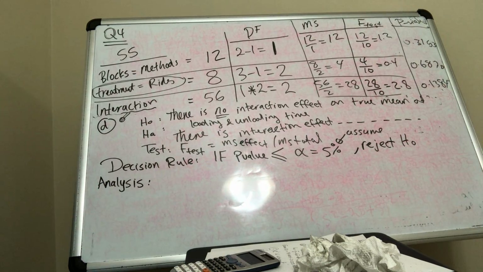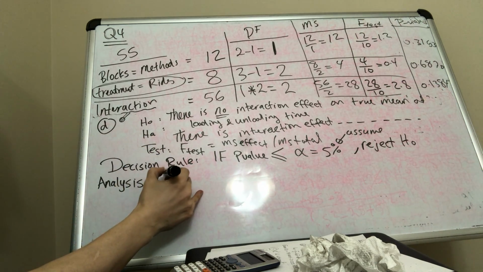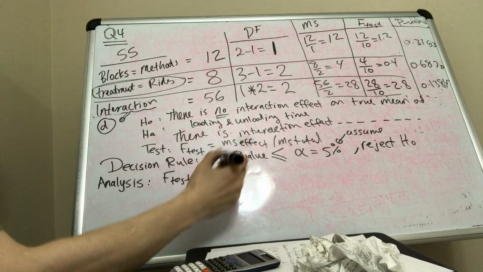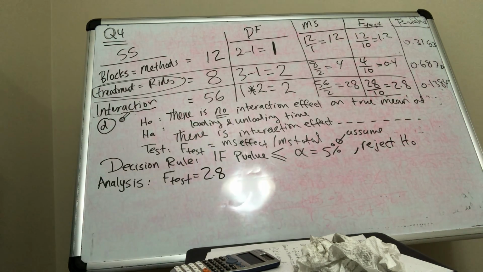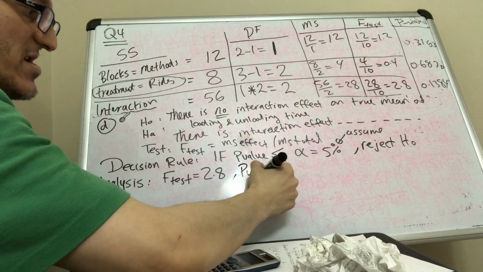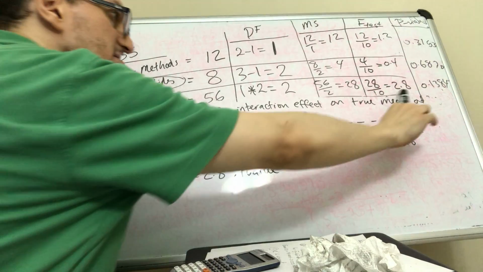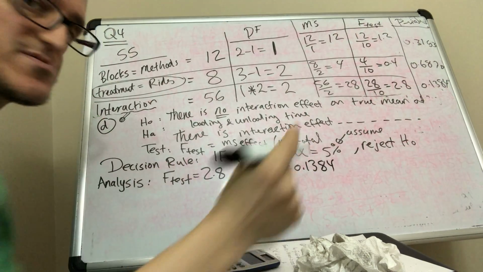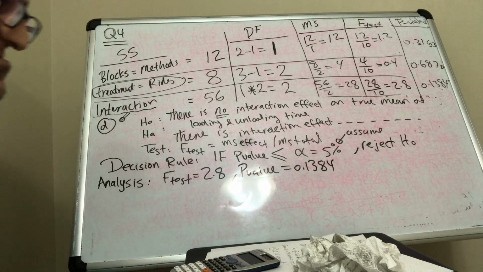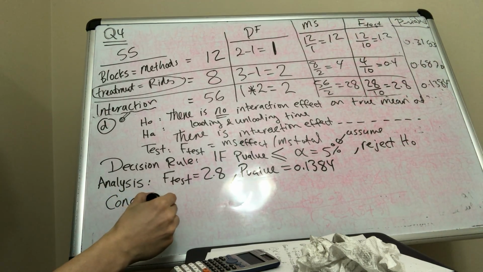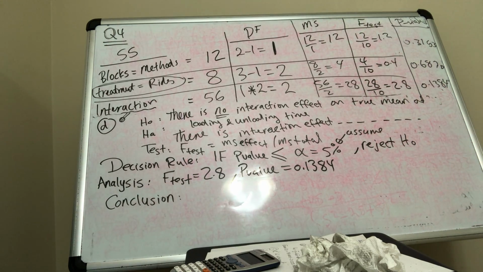Under analysis, we all need to indicate what F-test we're going to use. Since this is our interaction, it would be the 2.8. And for the p-value, interaction would be the 13.84. So we are ready to make a conclusion.